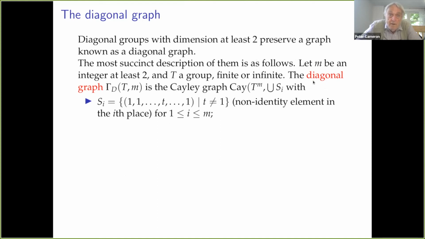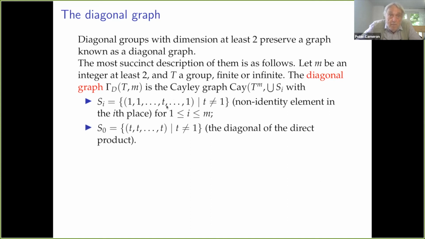There's a graph here. The graph we call the diagonal graph. It's a Cayley graph for the group T to the m. And so that means the vertices are the elements of T to the m. And you join two of them if you get from one to the other by multiplying on the left by an element of this union. So we have m plus 1 of these sets. M of them are just what you get by fixing all the coordinates except 1 and letting that coordinate take all possible values. And this looks like what I just told you about the Hamming graph. In fact, if I stopped there, I would have given you a definition of the Hamming graph. But there's more to it.